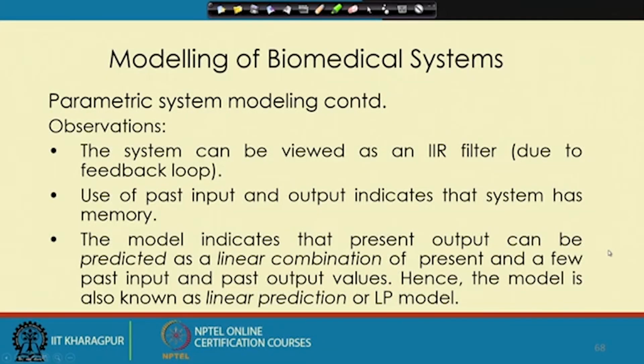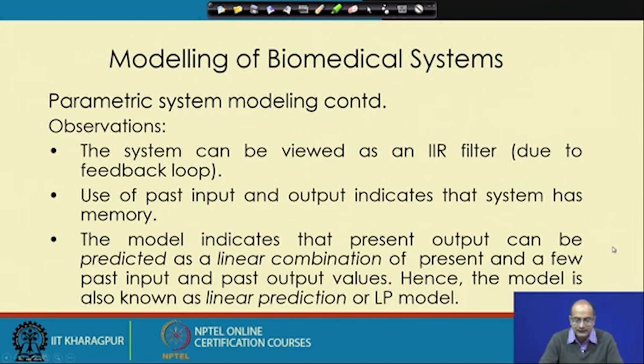Next, the model indicates that the output is a linear combination of the present and a few past outputs. Because it is a linear combination of the present input, past inputs and past outputs, we can say this is a linear prediction model, or in short, an LP model.